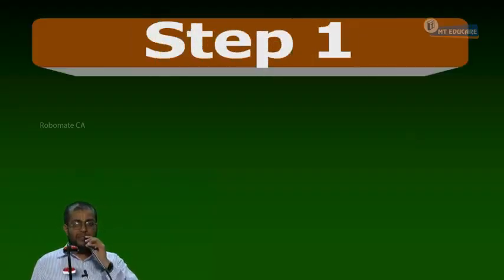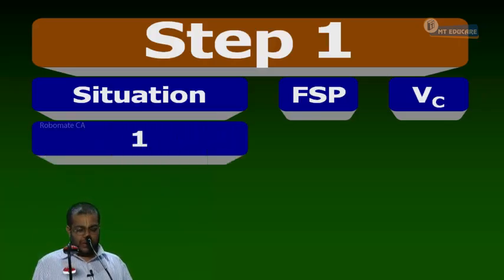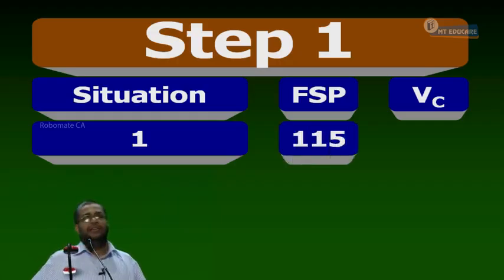Okay. Now, step 1. Situation, FSP, VC. Situation, future spot price, and then value of the call. Situation 1. Tell me what is the upper bound FSP in situation 1? 115.